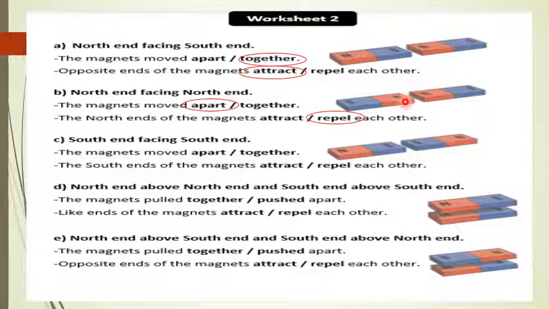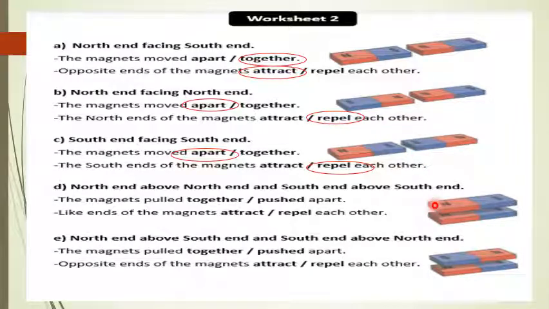Very good. Next, south end facing south end. Again, similar ends or similar poles are facing each other. The magnets moved apart or together. So again, they're going to move apart from each other. The south ends of the magnets attract or repel each other. It's the same as the previous one, so they're going to repel each other.